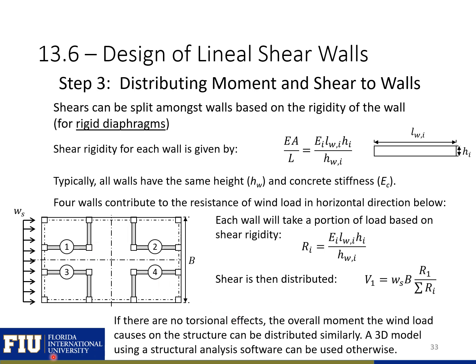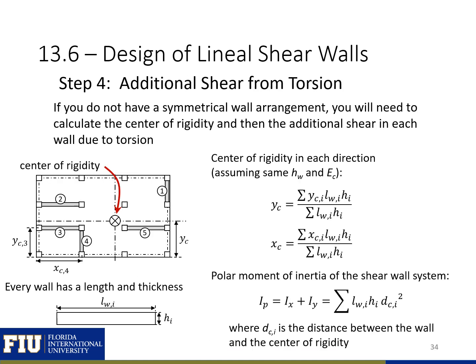If there are no torsional effects, then we can distribute the moment that the wind causes on the structure to the walls in a similar fashion. If there are torsional effects, then we need to use some type of 3D model or structural analysis software. If we don't have a symmetrical wall arrangement, then we need to calculate the center of rigidity and add an additional shear caused by the torsion of the structure.